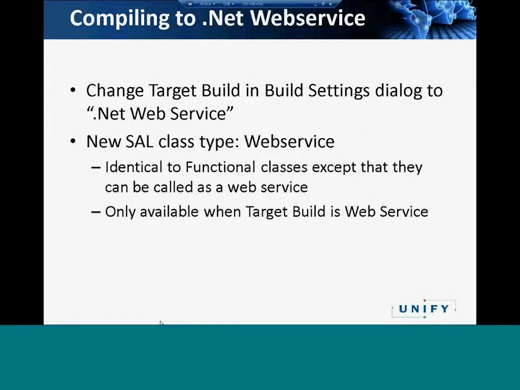And the last method, I just wanted to give you an overview. Again, we're going to have specific webinars on those topics. It is the ability to compile to a .NET Web Service. So in Team Developer 5.2, you can consume web services. In Team Developer 6.0, you're going to be able to consume and also generate a .NET Web Service by changing the target build option in your build settings dialog to .NET Web Service.